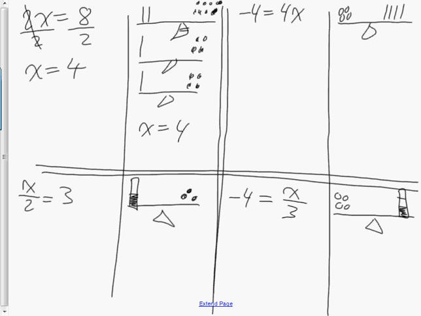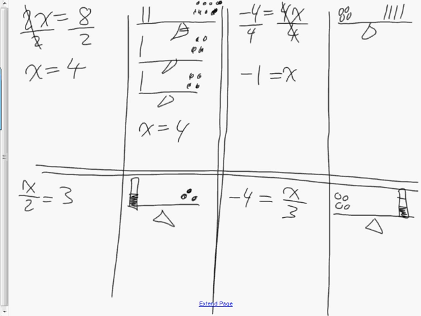In the second example, the only difference is I've put my x variable on the right-hand side instead of the left-hand side. But our goal is still to isolate that x. And right there it says 4 times x. So if I'm multiplying x by 4 and then dividing it by 4, those will cancel each other out. And whatever I do to one side, I do to the other, so x is isolated. Negative 4 divided by a positive 4 is negative 1. So our value is x equals negative 1.